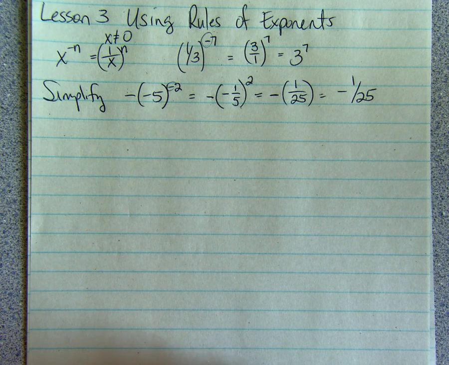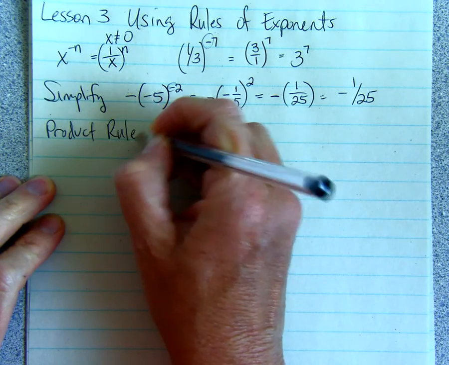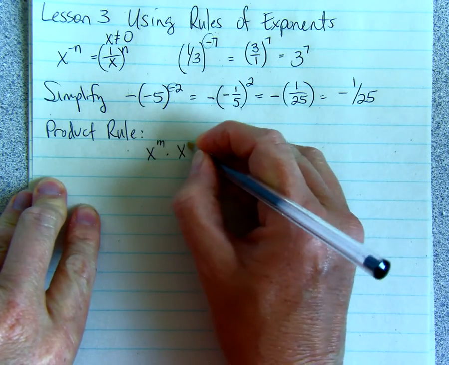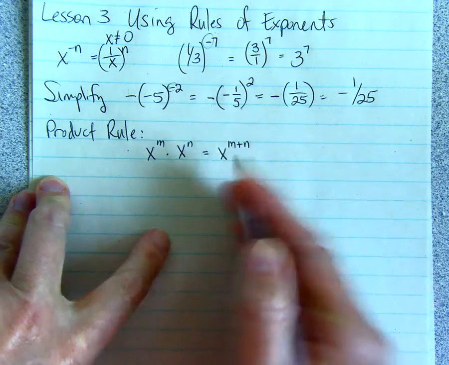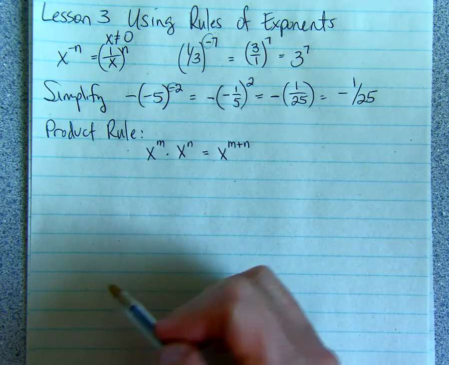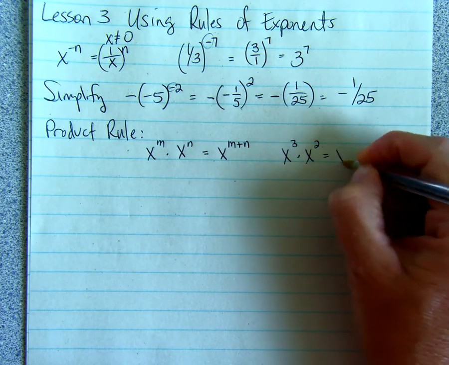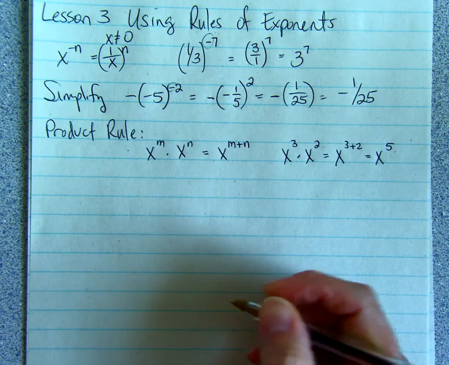Now we have what's called the product rule for exponents. The product rule is just x to the m power times x to the n power equals x to the m plus n. So we just add the exponents when we're multiplying. For example, x cubed times x squared just equals x to the 3 plus 2, or x to the 5th power.